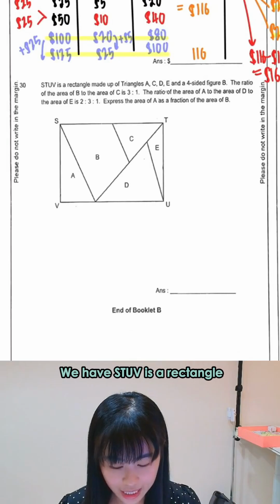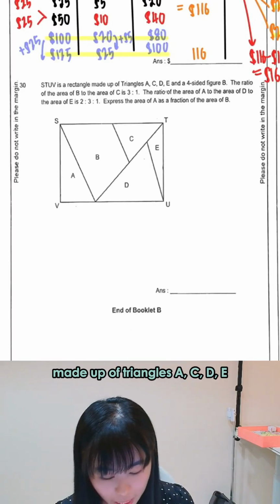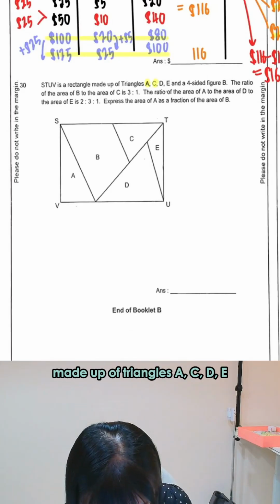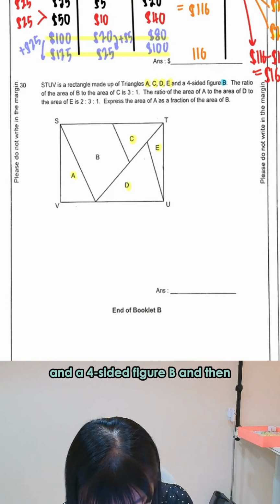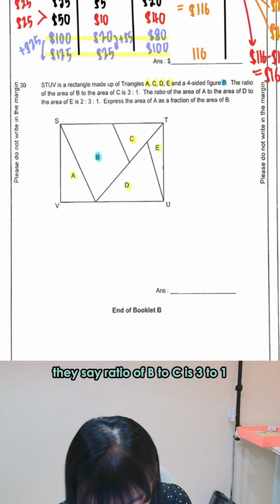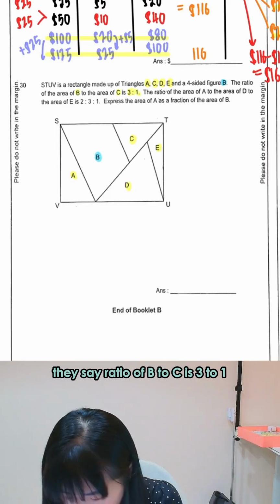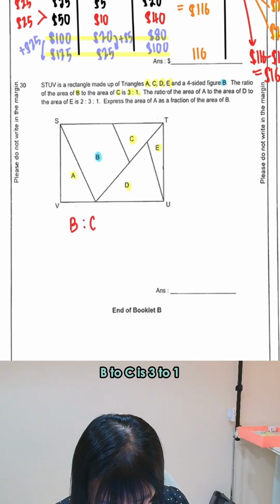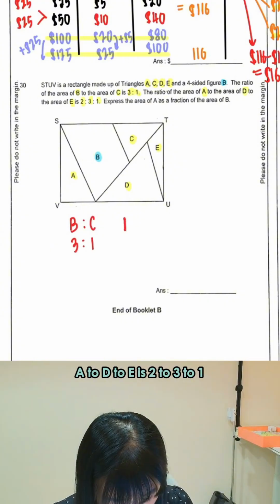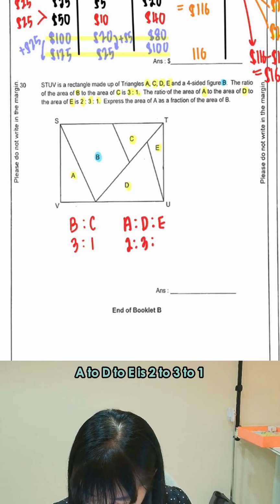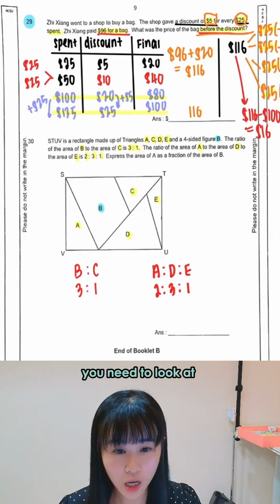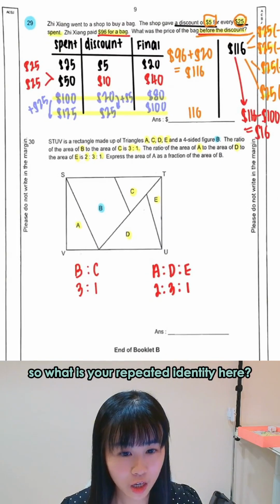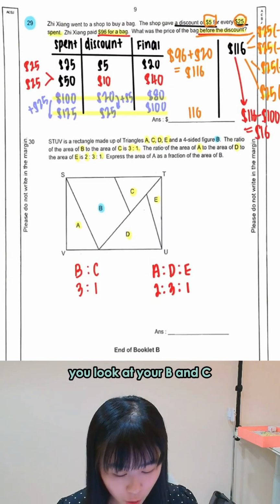Okay, we have STUV is a rectangle made up of triangles A, C, D, E, and a 4-sided figure B. Okay, and then they say the ratio of B to C is 3 to 1. B to C is 3 to 1. A to D to E is 2 to 3 to 1. Usually when you have 2 ratios, you need to look at the repeated identity.